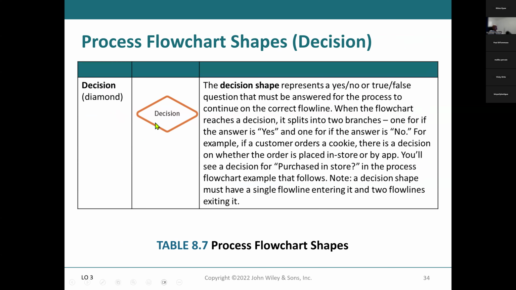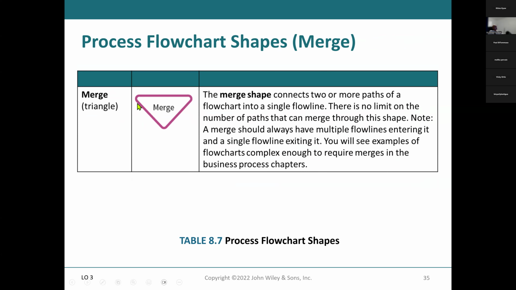So here we are looking at the diamond, or decision. Sometimes two or more pathways or connections are going to merge into a single one, and you use the triangle symbol, a triangle to merge process flows.